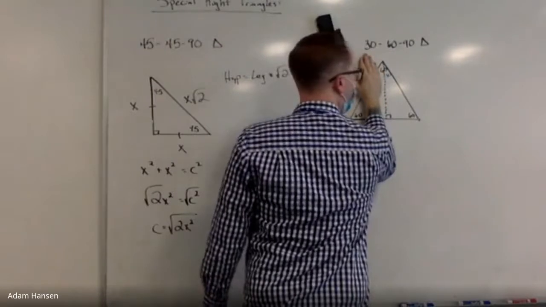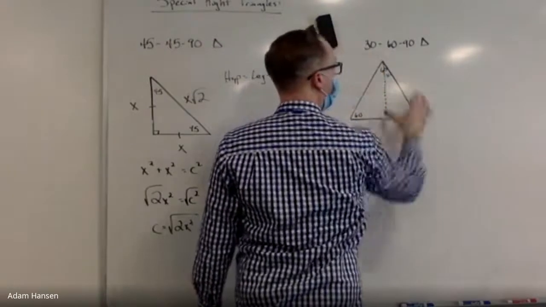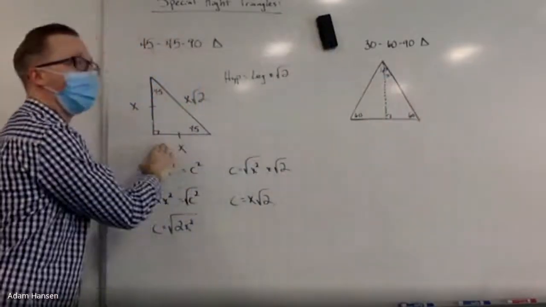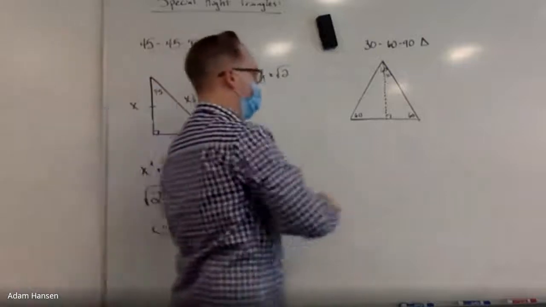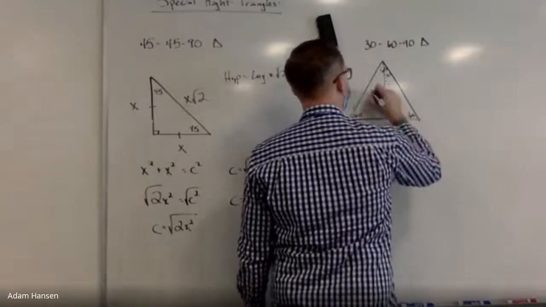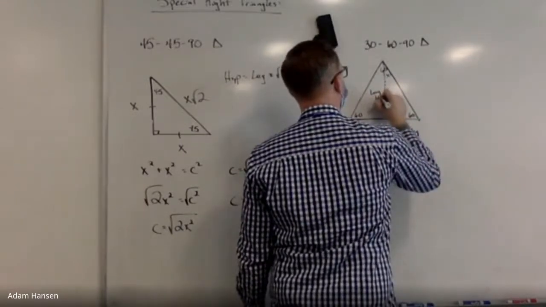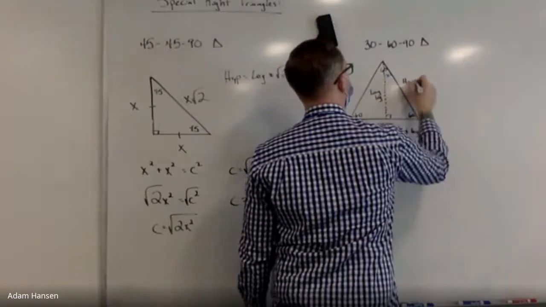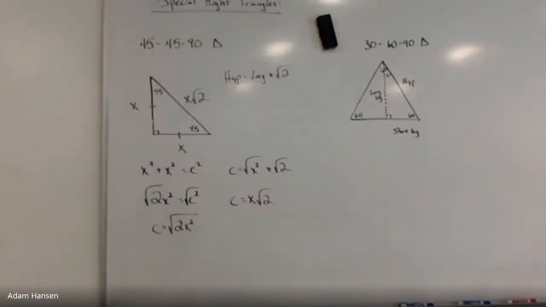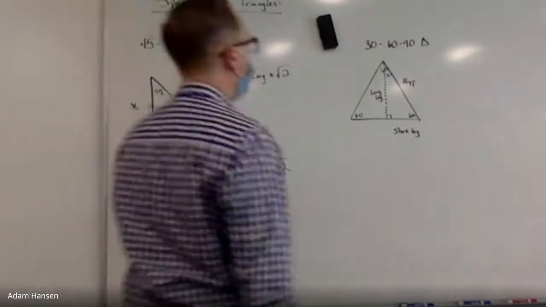Are the 2 legs the same length? Here's one leg, here's another. Are these 2 legs the same length as they were for the 45-45? No. There's what's called the short leg, or SL, the long leg, and the hypotenuse. In a 30, 60, 90, the 2 legs are not the same like in a 45-45. So we're going to call them short leg and long leg.